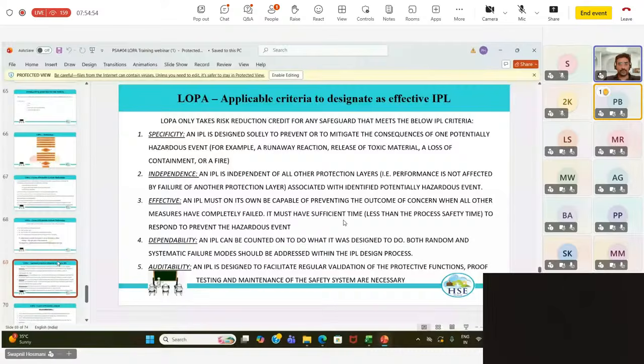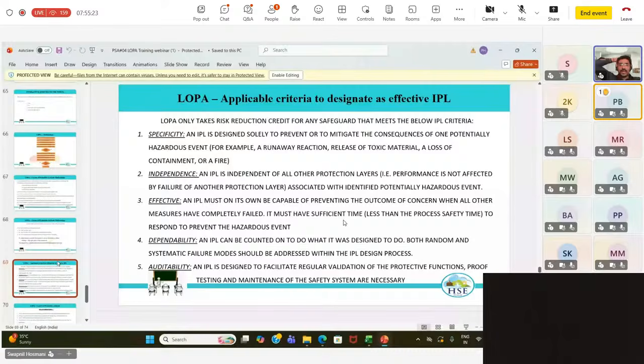Next is dependability. An IPL can be counted on to do what it is designed to do. Both random and systematic failure modes should be addressed within the IPL process design. It should be dependable, able to do its desired intent or function independently and dependably.